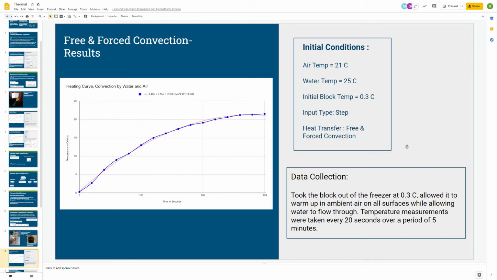So this is our resulting curve. We see again that we're closely modeling Newton's law of cooling with our decaying exponential, with an R-squared value of 0.998. So with a fair degree of accuracy, we can say that we collected some good results. We've got an initial air temperature of 21 Celsius, a water temperature of 25 Celsius, and an initial block temperature of 0.3 Celsius. This comes into play when we model our system theoretically, where we know that we have initial conditions and our forcing functions.